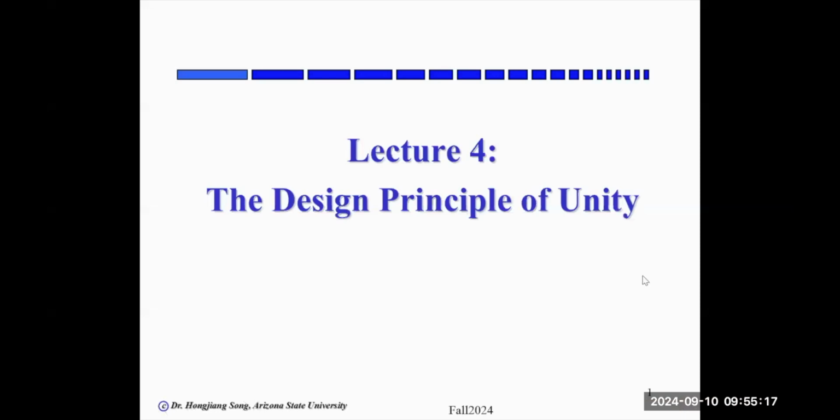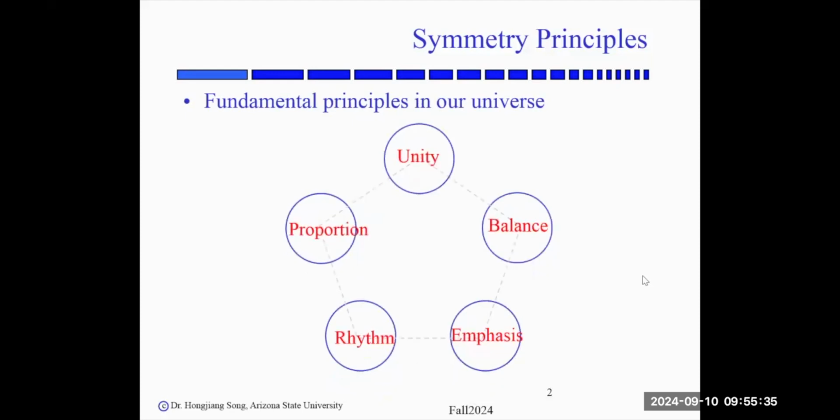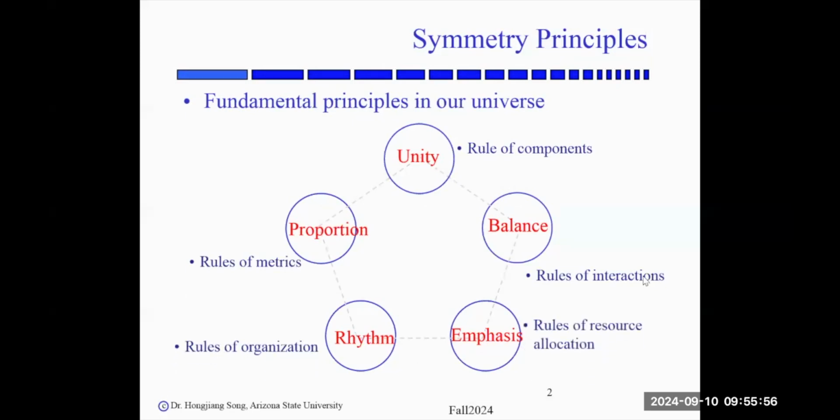In lecture 4, we are going to cover the design principle of unity. There are a set of symmetry principles which can be used to train asymmetry in VLSI design. These are fundamental principles in our universe. The five principles are the unity principle, balance principle, proportion principle, rhythm, and emphasis, which will cover the design rule of the components, design rule of interaction, design rule of matrix, design rule of organization, and the design rule of resource allocation.